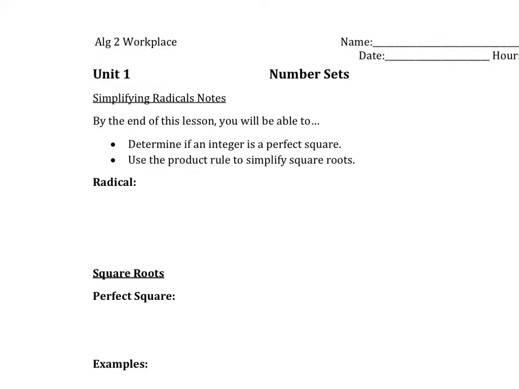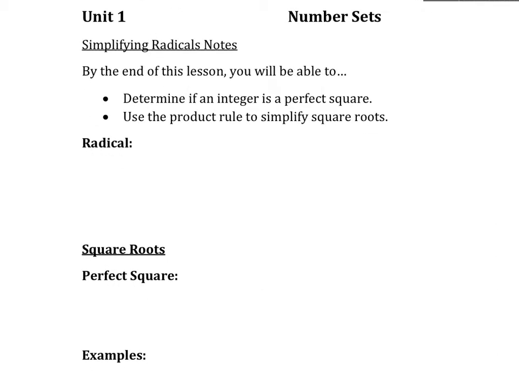Okay, today we're going to be talking about how to simplify radicals. So first we need to discuss what a radical is. It's a symbol that looks like this. It's a little check mark with a roof on the top. This is the most common way you'll see the radical.